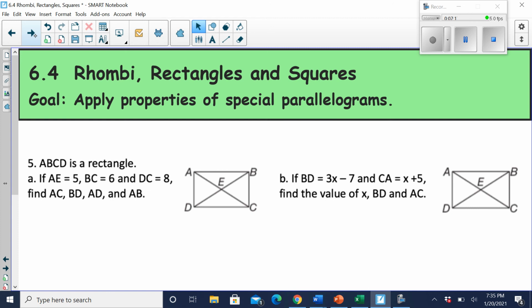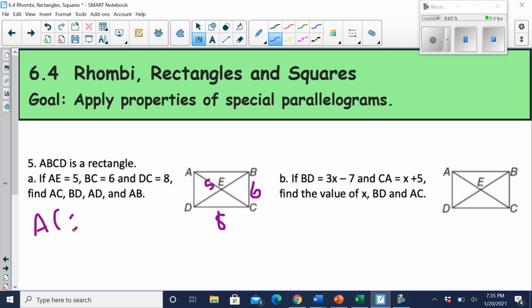So it says, if ABCD is a rectangle, and they tell us that A to E is 5, let's see if I can label this. Okay, A to E is 5, and B to C, so this side over here is 6, D to C is 8. They want us to find AC. So AC is going to be like this full stretch right here. I know A to E was 5. That means E to C is 5. So the full length for AC, I'm going to fill in as 10.